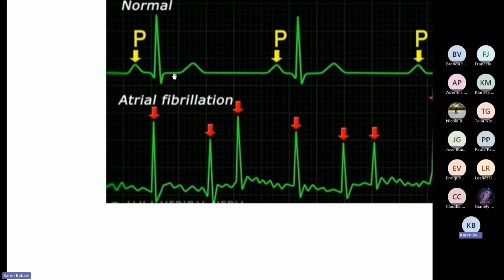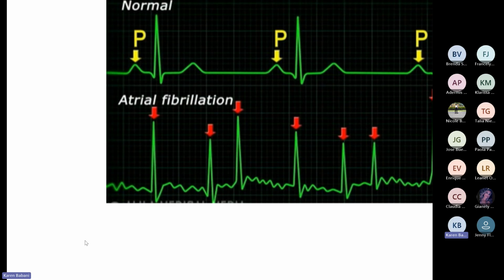Now, it basically means myocardial injury, right? So either acute because of a myocardial infarction, or a past myocardial infarction, something happened. Every time there's myocardial injury or myocardial damage, you're going to see changes there.